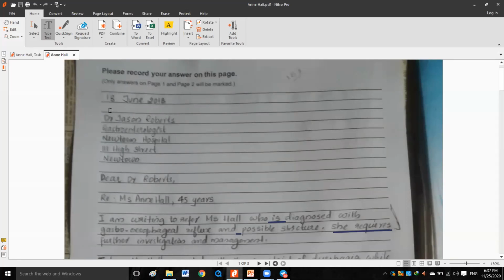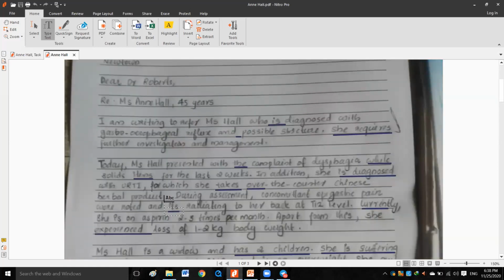To review from the top, as you see, the date is written in British English format, and also Dear Dr. Roberts without a period, also this is correct, title without period. After that, the subject, regarding, but here you have to write the colon, regarding colon, Ms. Ann Hall, comma, 45 years of age or years old.